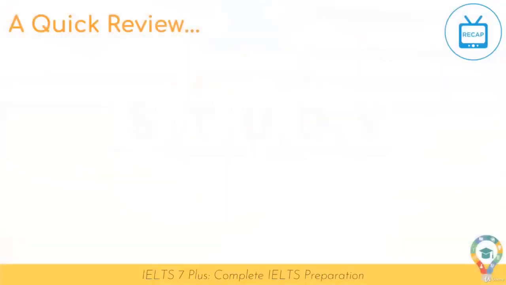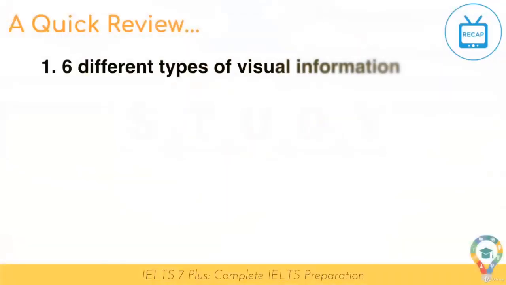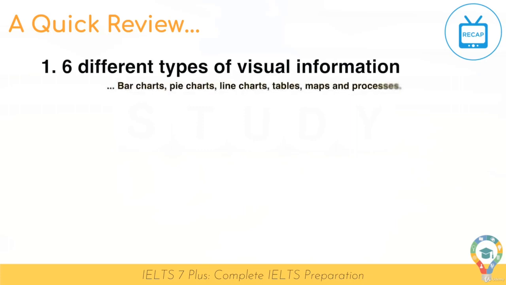To recap, there are 6 pieces of visual information or different questions that you might see on IELTS Writing Task 1. That could be different kinds of charts, maps or processes, which are actually like diagrams. There is a suggested word count of 150 plus words.